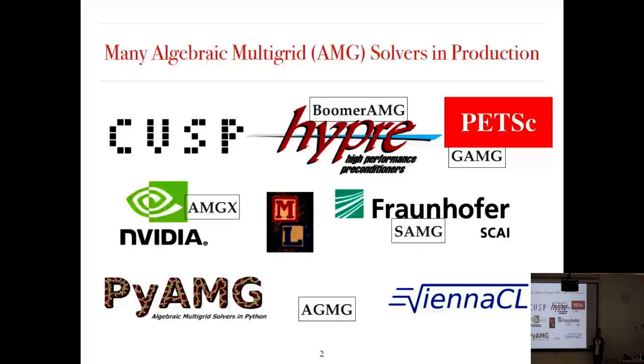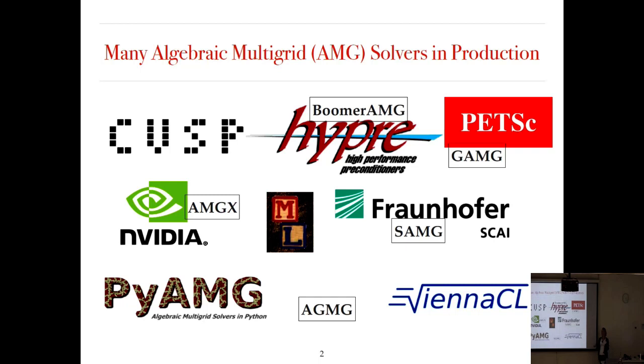So there are a lot of solvers currently in production. You can see on the left here, Cusp and AMGX are used for GPUs. PyAMG is often used to solve in Python. And then everything else on this slide, they are distributed solvers used in MPI. BoomerAMG from Hypre and ML from Trilinos are two really common ones. There's also a package in PETSc, and then the other three are European packages.